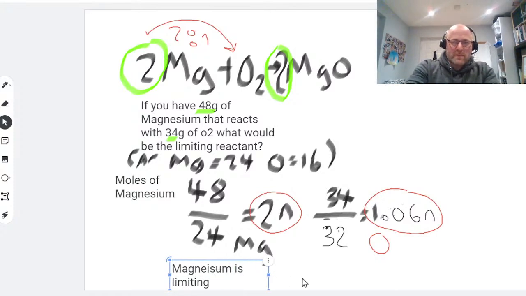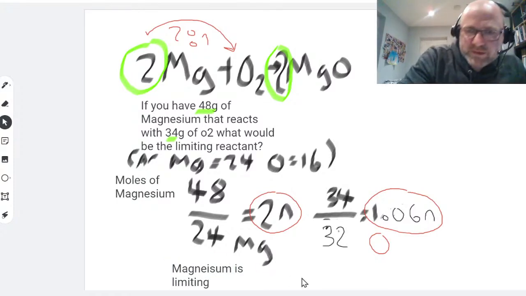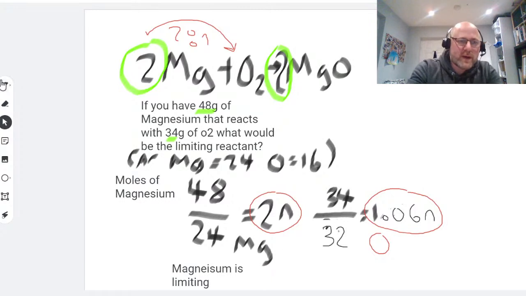All right, I think that's enough on moles. Moles are gonna like drive me mad. Yeah. By the way, this here is oxygen.